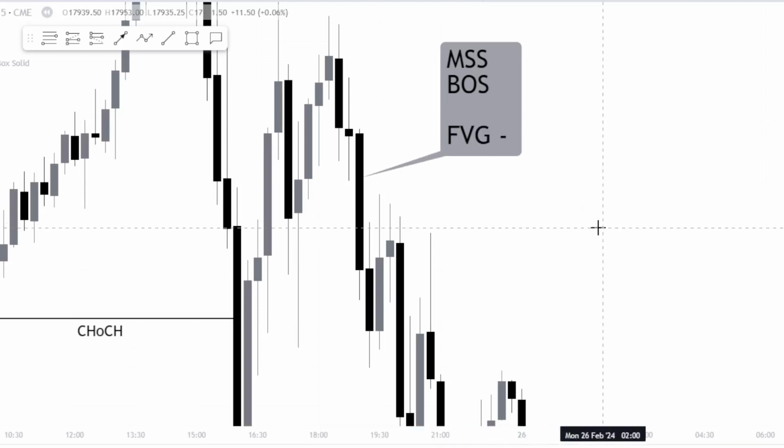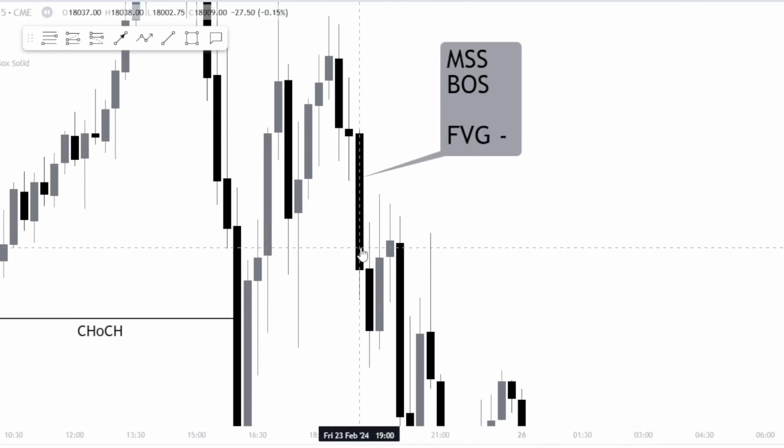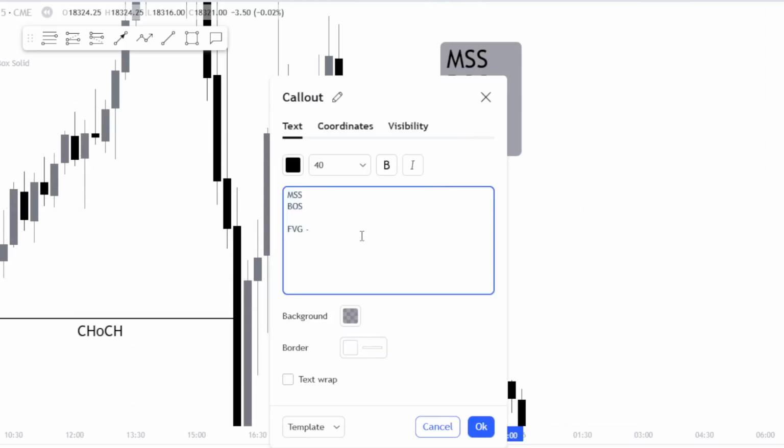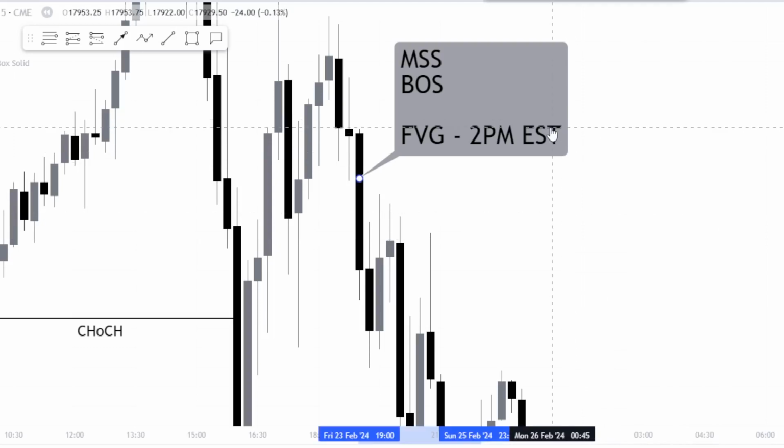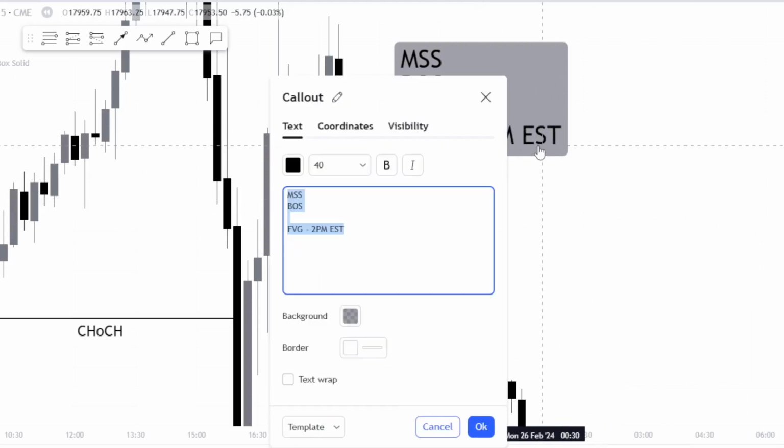But what's very unique about this fair value gap is the fact that it is at 19 o'clock UK time, which corresponds to 2 p.m. Eastern Standard Time. So what's important with this time? This is one of the major ICT trading sessions where fair value gaps are of a higher probability. So this is very important. You need to pair time with all of your analysis because it's time and then price, right?